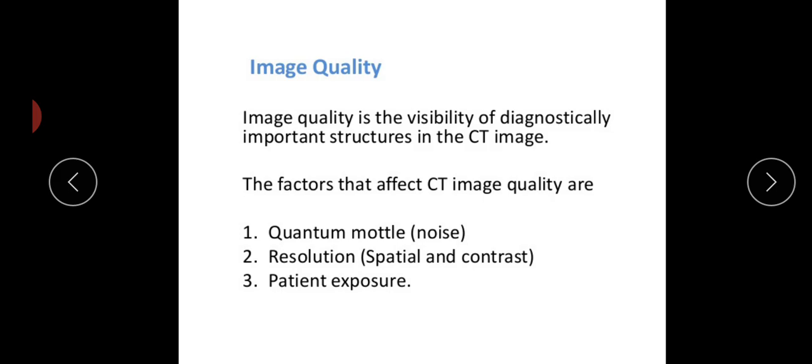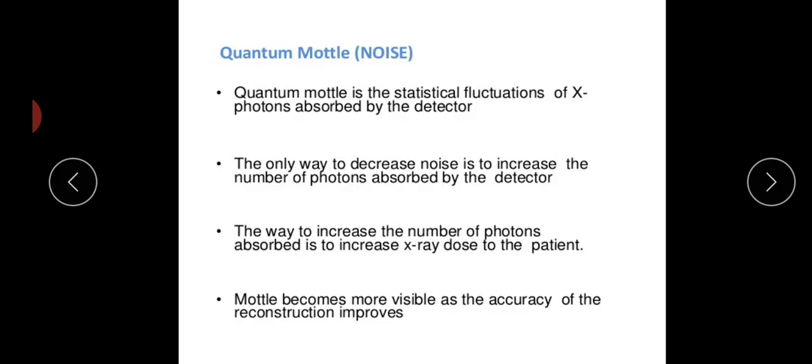Image quality. Image quality is the visibility of diagnostically important structures in a CT image. The factors that affect the CT image quality are the quantum mottle, that is the noise, resolution, and patient exposure. What is quantum mottle? Quantum mottle is the statistical fluctuation of X-ray photons absorbed by the detector. The only way to decrease noise is to increase the number of photons absorbed by the detector. The way to increase the number of photons absorbed is to increase the X-ray dose to the patient. Mottle becomes more visible as the accuracy of reconstruction improves.